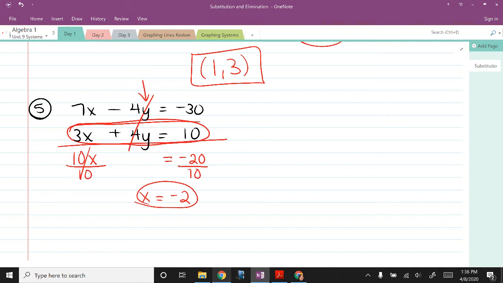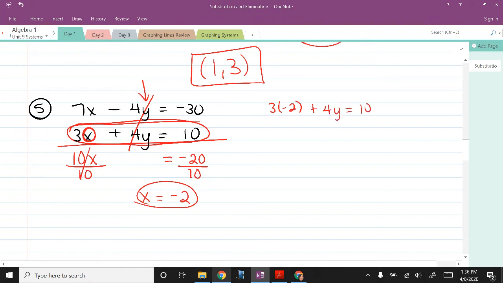Again, it does not matter. Some people always do the first one, whatever your preference is. I like to pick smaller numbers. So I know my x is negative 2, so I can replace the x spot with negative 2. So I'm going to say 3 times negative 2. Copy the rest. Plus 4y equals 10.